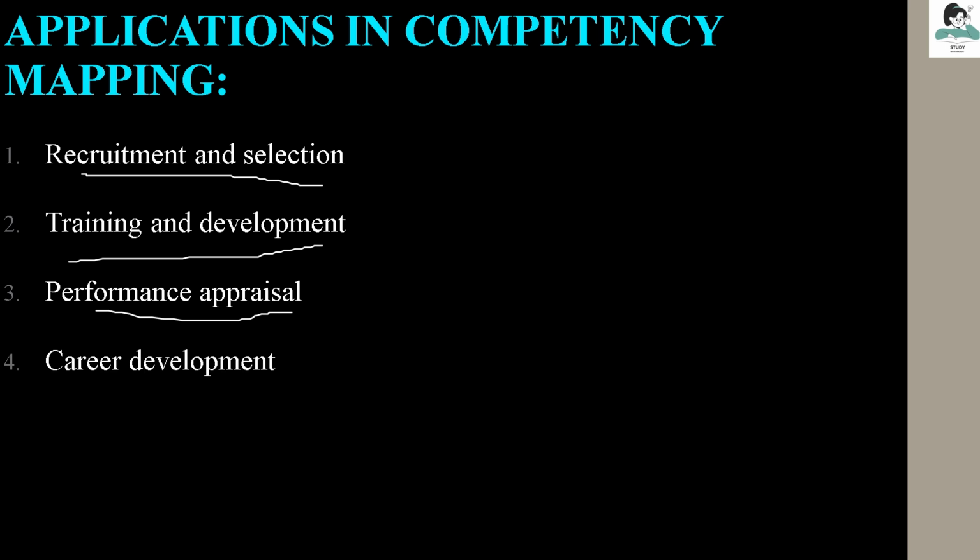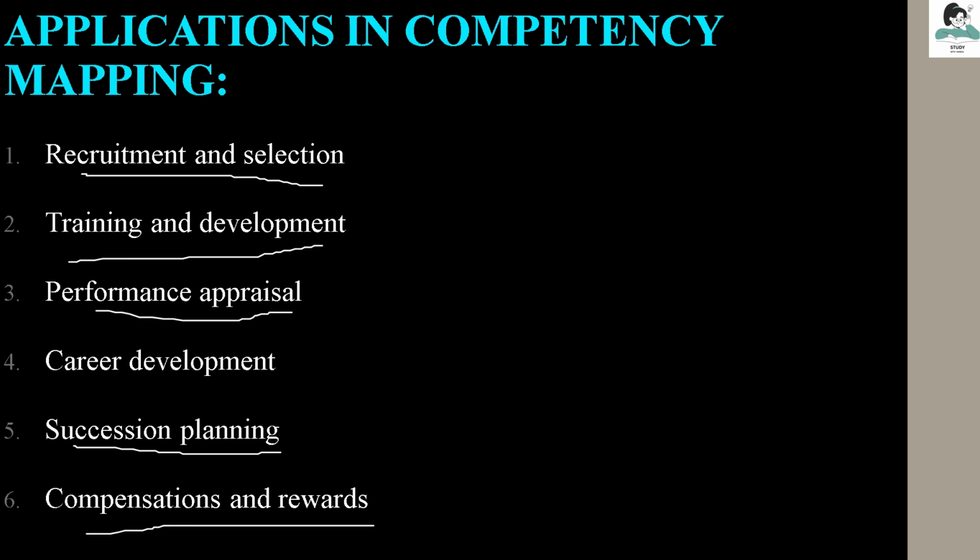Fourth is career development. Suppose an employee wants to grow in his career, that is, he wants to achieve a higher position in the organization. Then competency mapping helps the employee understand what qualities or competencies are required for that particular position. Fifth is succession planning. Competency mapping helps the organization identify employees who have the required competencies to take higher positions in the future. The last one is compensation and rewards. The organization can reward employees based on their competencies and performance. Employees with higher competencies will receive better salaries, promotions, incentives, or bonuses.